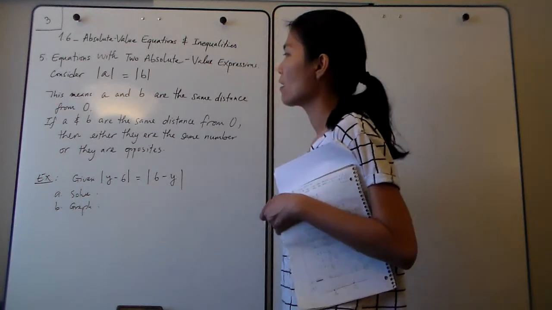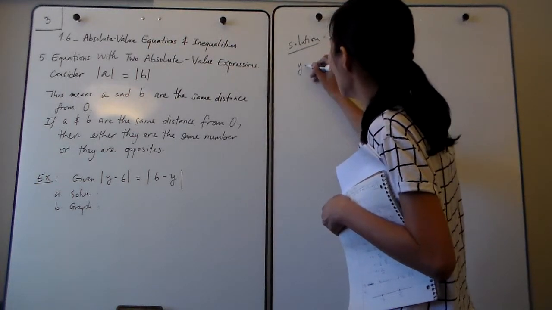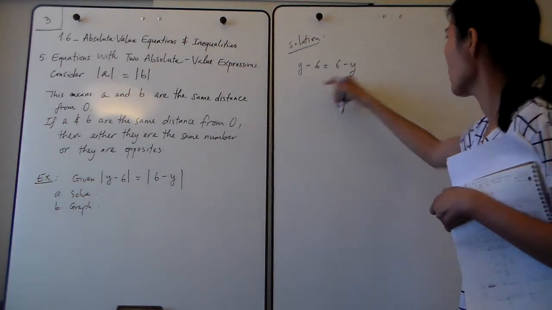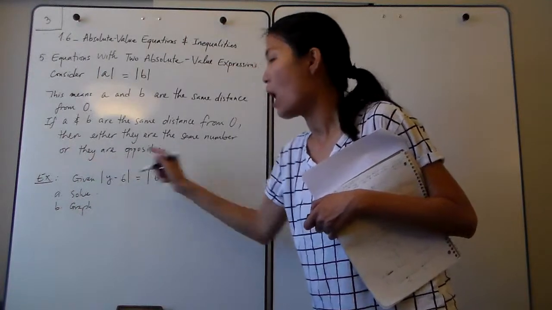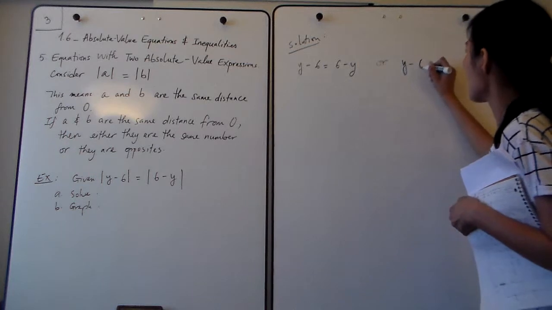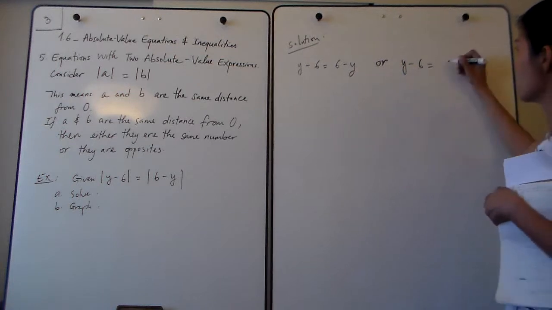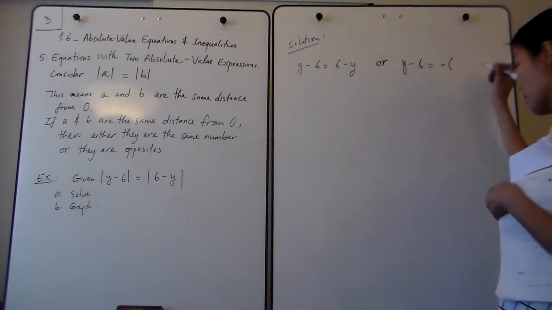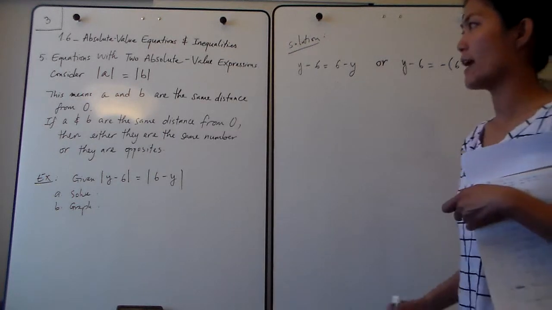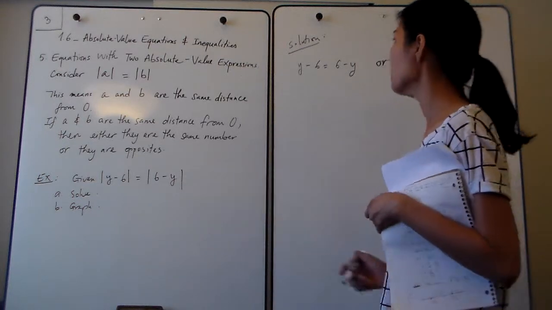If they're the same distance, then either they are the same number, meaning y minus 6 equal to 6 minus y, or they are opposites, meaning they are on the other side. So y minus 6 equal to the opposite, meaning negative, negative of 6 minus y. So again, we need to solve the two equations to find y, which is the solution of this equation.